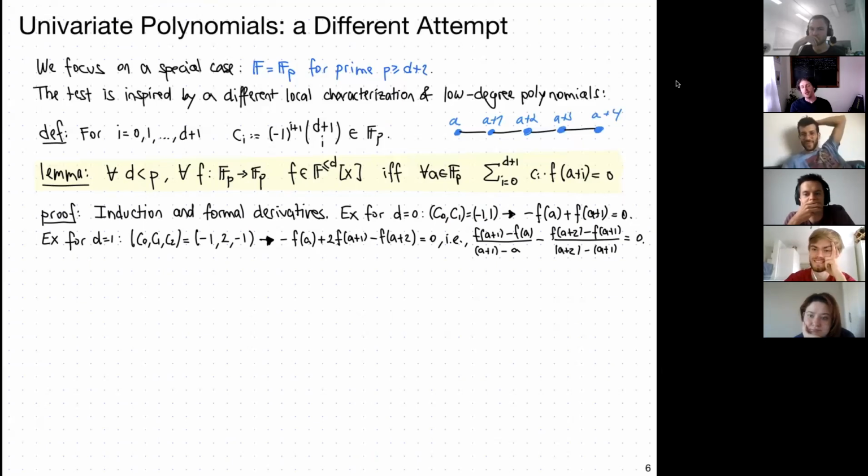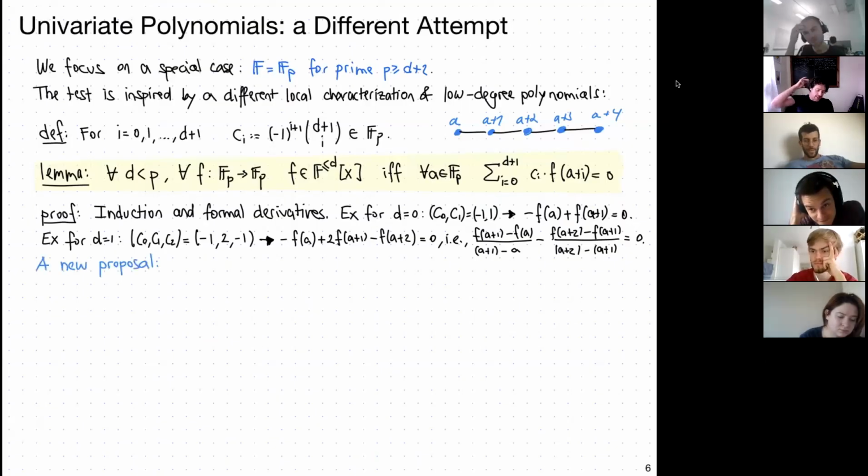I've done this proof, I showed it at least 5 times in class, but I still don't see this inherent reason why polynomials have to satisfy it. So if anyone has an insight, I'd be very interested in hearing about it. But it holds.